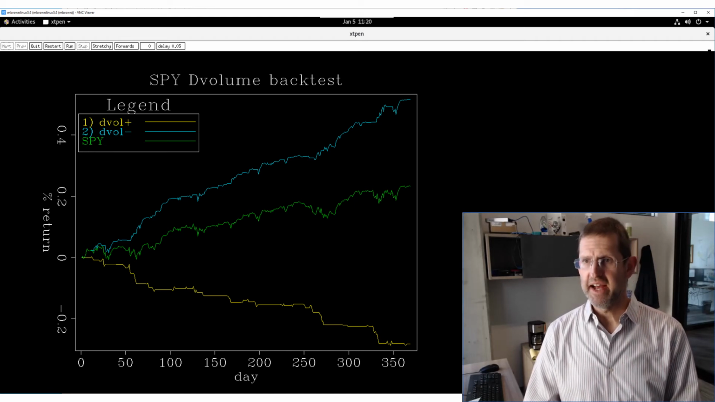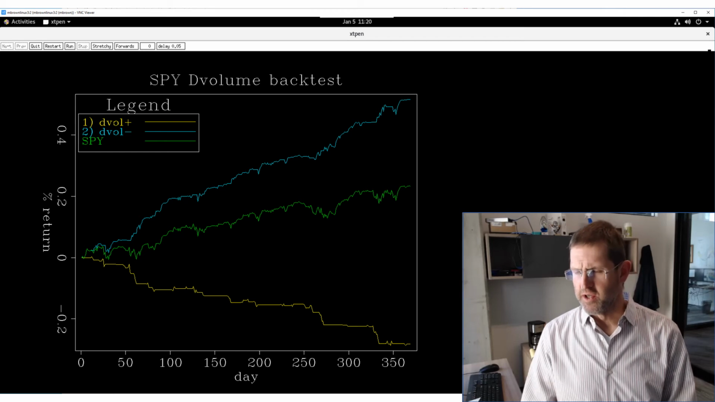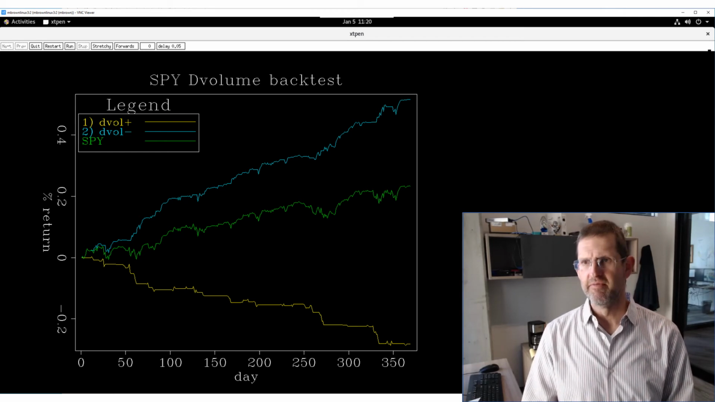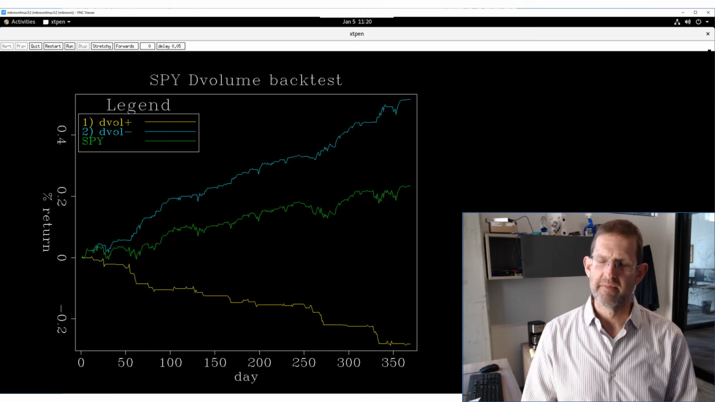So obviously, back tests have to be taken with a grain of salt. And the real question is whether this D-volume signal will work in the future. I'm fairly sure that it will. It's a very simple indicator. It seems to be driven by market psychology. So unless market psychology changes, it should still work.